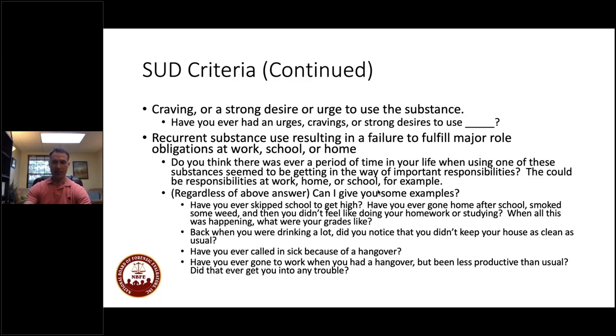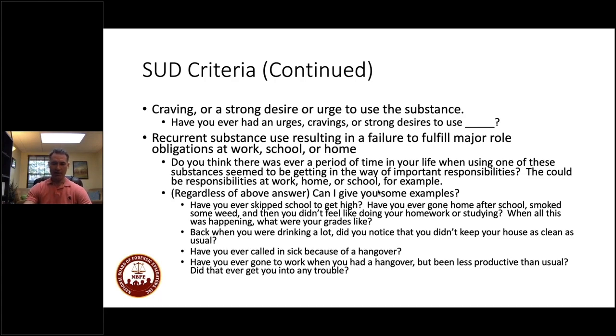So the next symptom is use resulting in a failure to fulfill major role obligations at work, school, or home. Well, again, that's an intimidating item for clients. So you might break it down more to questions like, when you were in school, did you ever skip school to get high? And have you ever gone home after school, maybe smoked some weed, and then you didn't feel like doing your homework or like studying? When all that was happening, what were your grades like? Did you notice your grades start to change as you started smoking? Those are things that people will tell you more. People tell me no to the symptom in the DSM-5 verbiage, but then yes to all of these follow-up questions, and that tells you something.